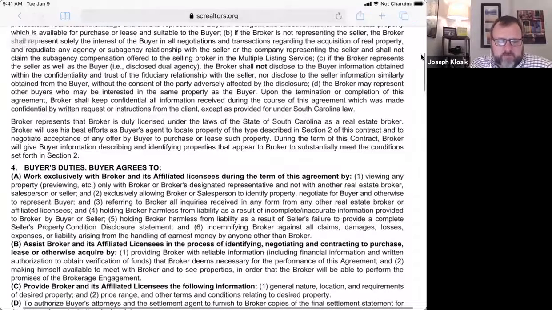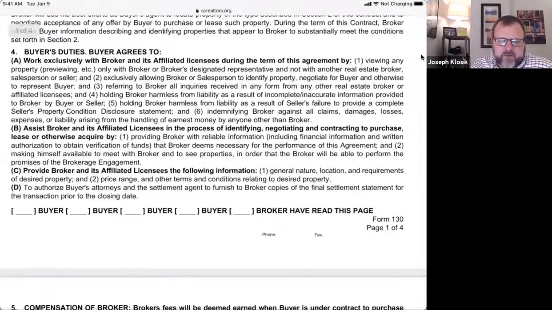Section 4, buyer's duties, right? This is the buyer agrees to. Now, the reason I go through these, guys, is not to read you boring language. This helps when it comes to putting together your buyer preparation, right?